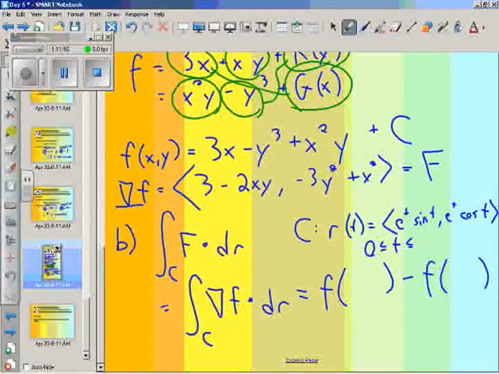So t, I forgot what t goes between. t goes between 0 and pi. And so the endpoint of this, if we plug in pi, well, sine of pi is just 0, and so the x is going to be 0. And the y, cosine of pi is negative 1, so it's going to be negative e to the pi.